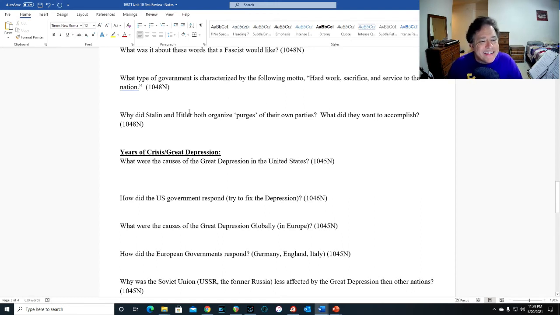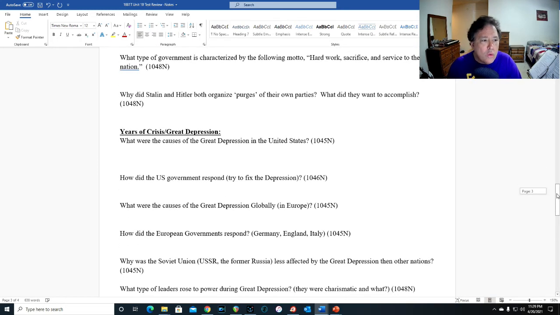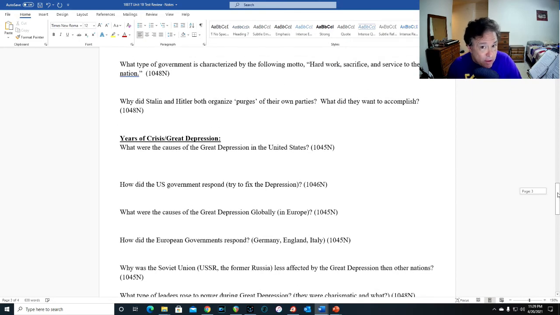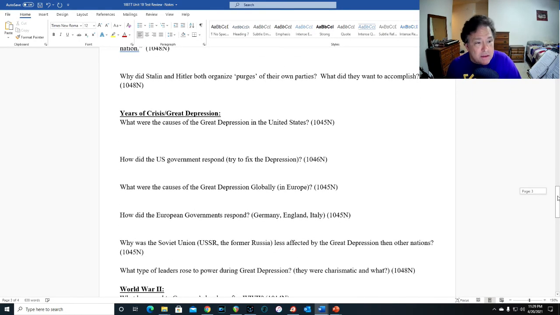Why did Stalin and Hitler both organize purges of their own parties? What did they want to accomplish? They wanted to get rid of anyone who might oppose them. So purges were a way of getting rid of enemies or potential enemies. If you're even thinking about opposing Stalin, you were probably going to be purged and either killed or sent to a prison camp called a gulag way off in Siberia in the middle of nowhere where you couldn't influence anybody.